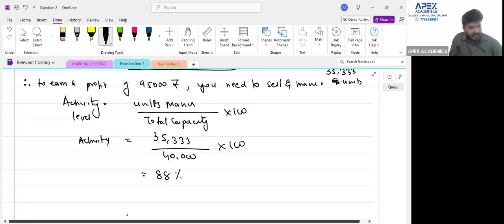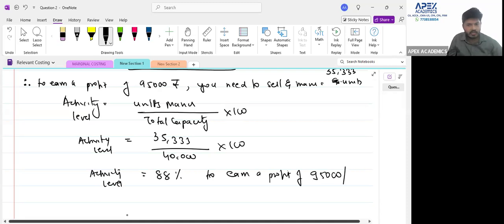So the activity level is equal to 88% to earn a profit of 95,000 rupees. Yes or no? Please tell me that. Agreed? Understood? Sure? Okay. Now what we have to do is copy down. Is that right? Okay.